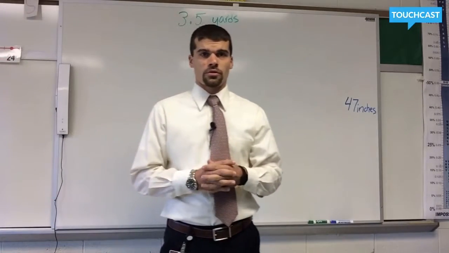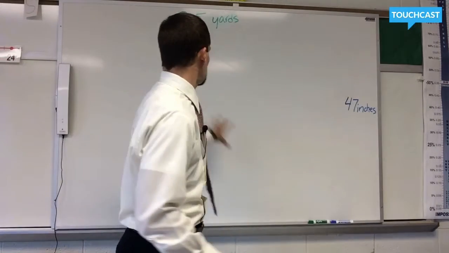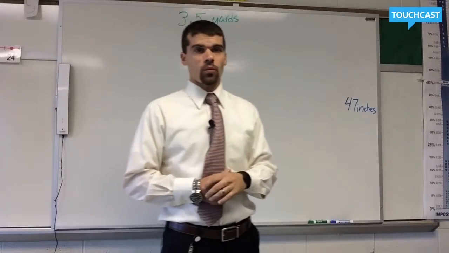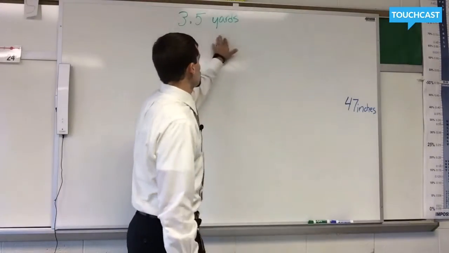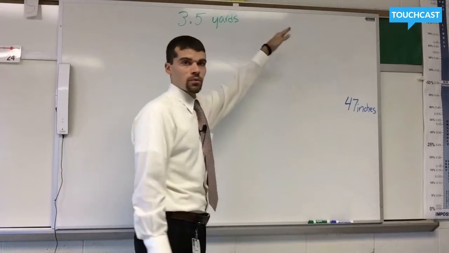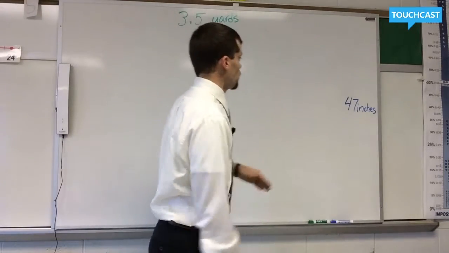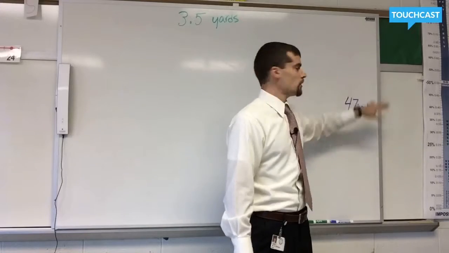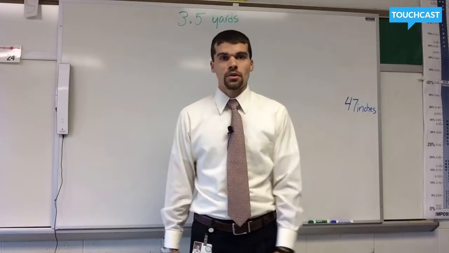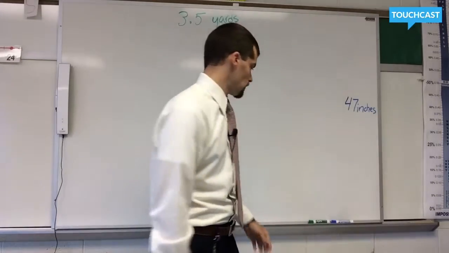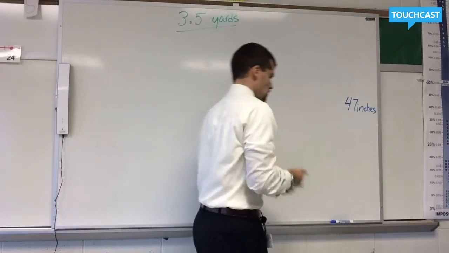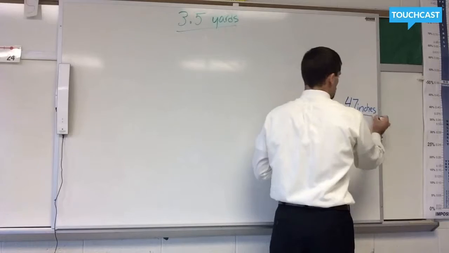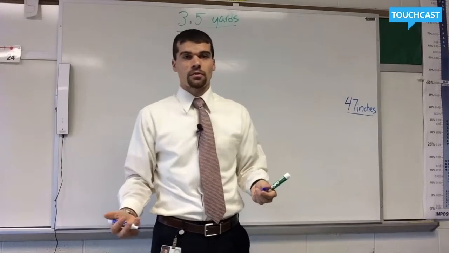So we're here to look at our first example, and what I want to do is find the area of this entire whiteboard. And you can see that we have some measurements. I can see that the top length or width is 3.5 yards, and my height here is 47 inches. So in order for me to find the area, I know that I need to multiply my base times my height. And when I'm looking at this, I have different measurements.